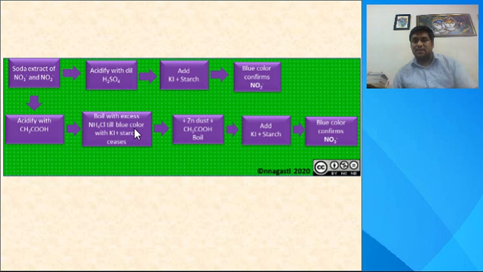Once the nitrite is decomposed, that means no more blue color is obtained after adding potassium iodide and starch. At that stage, add zinc dust and acetic acid, and boil the content. This is done to convert nitrate into nitrite. Then apply the same test which we employed for nitrite: add potassium iodide and starch. If we get blue color, that confirms the presence of nitrate.